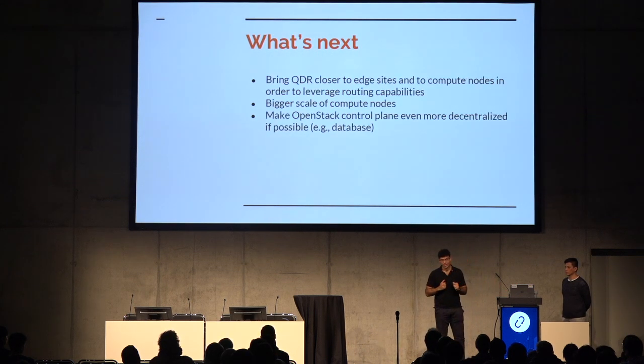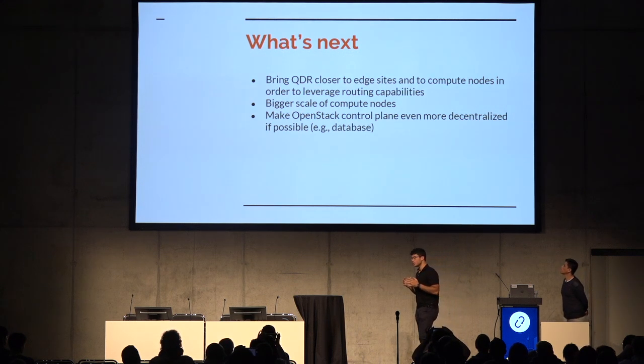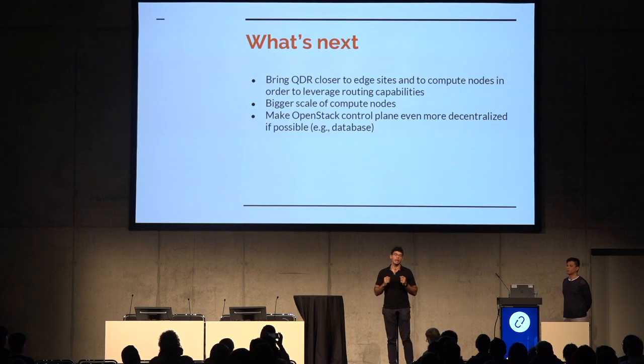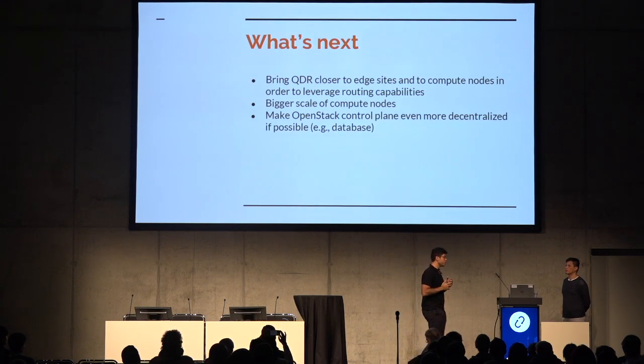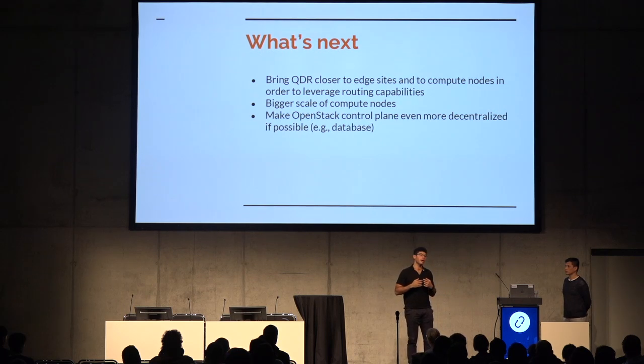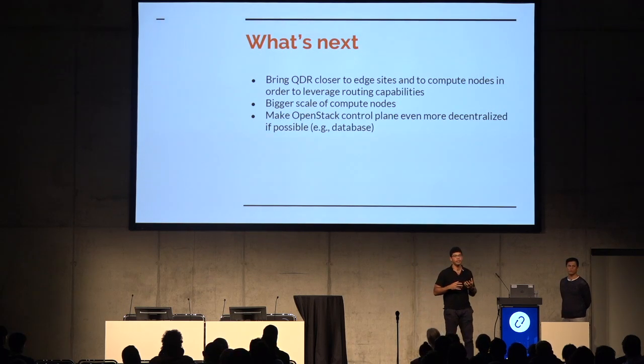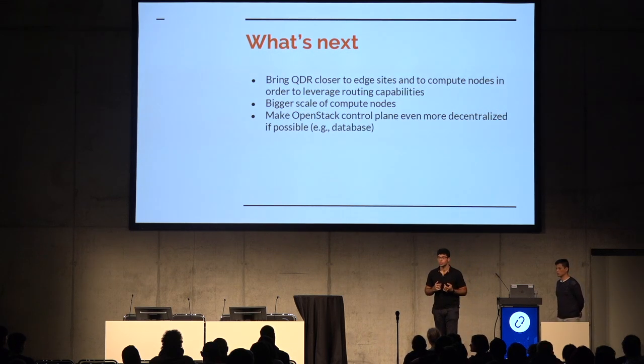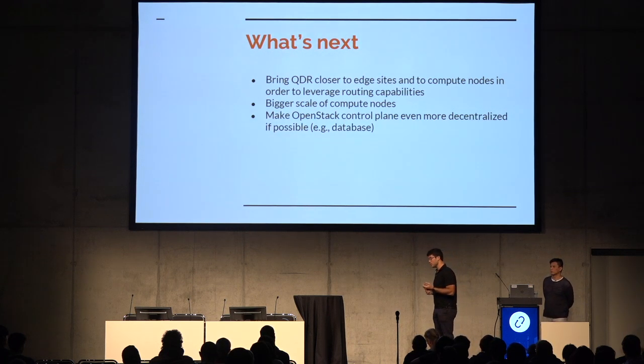So what are the next steps we need to see? Well, we deployed QDR, Qpid Dispatch Router, in a centralized way, which is not using its router capabilities. So we would like to see how it behaves when we really use it as a router and deploy it near compute nodes, for example, on edge sites. We would also want to see a bigger scale of computes, so not the hundreds, but the thousands.